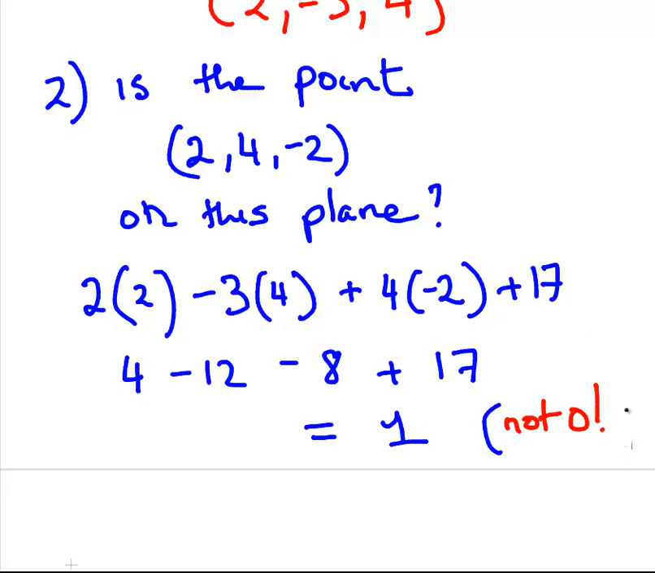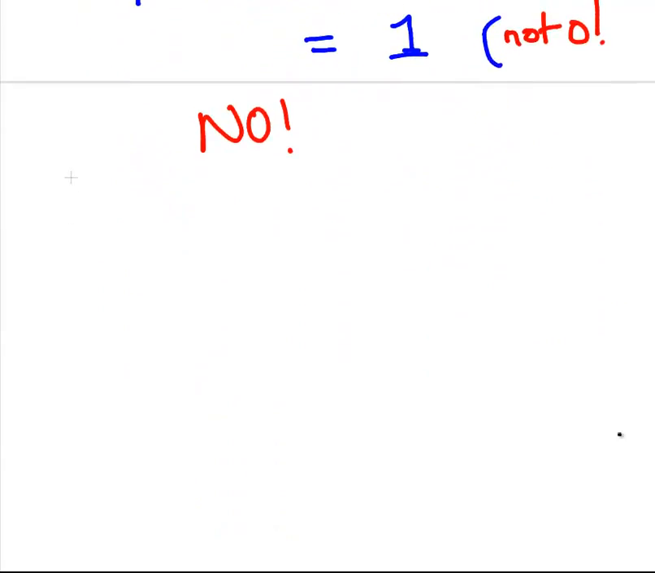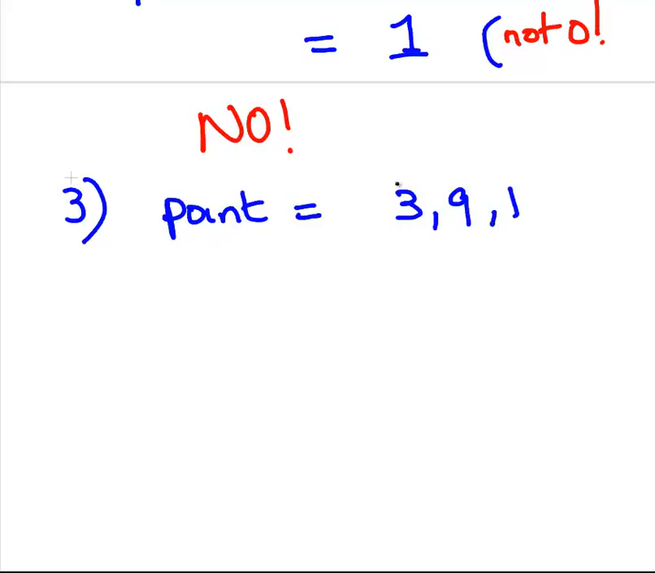Let's do a similar one. The answer there is no, because the equation does not give us 0. If we got a 0, then we could say it's a point on the plane. Let's have a look at a second example, and try out a second point. This time the point is 3, 9, 1. Is that a point on this plane?